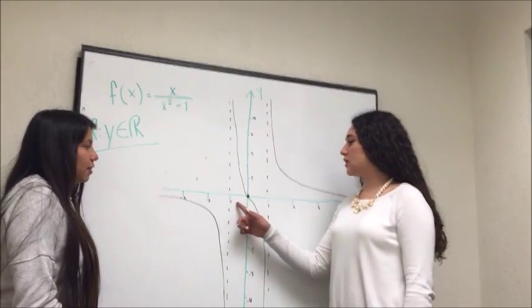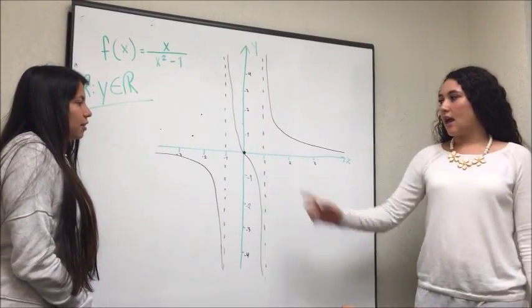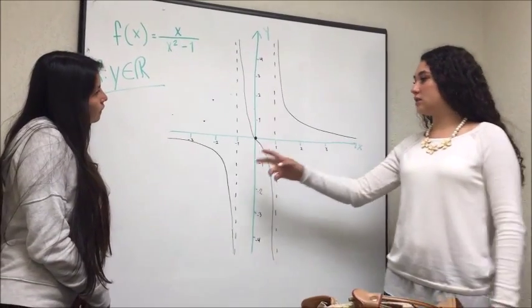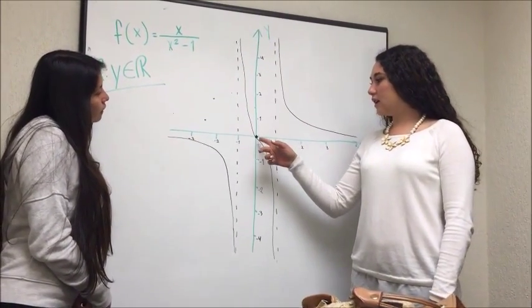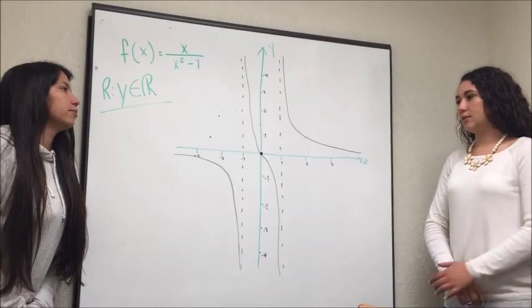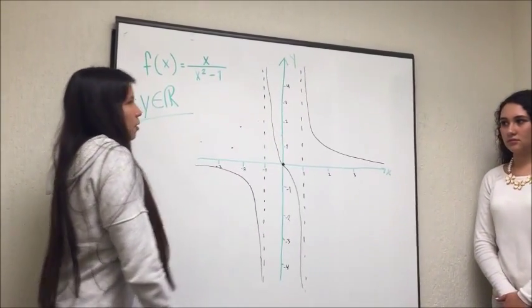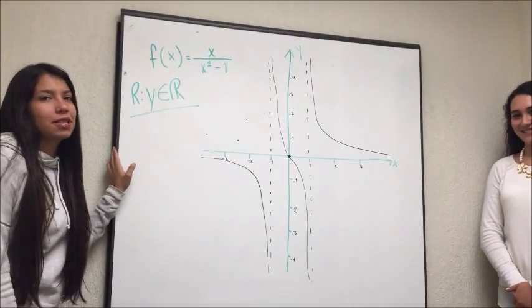We have the restrictions at minus 1 and at 1, and our graph can pass over there, and we have odd symmetry and it is passing through 0. And our range is all the real numbers.